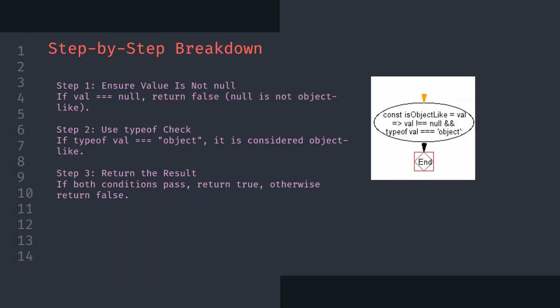This approach ensures that only non-null objects are classified as object-like, while excluding functions and primitives. The check is efficient and reliable in most cases.